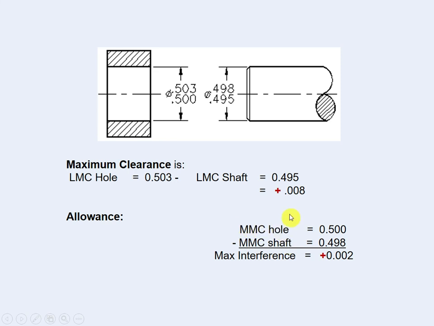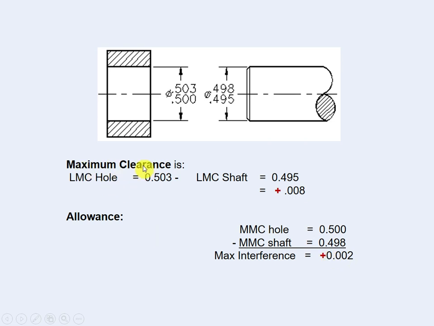The maximum material condition for the hole is the smallest hole, which is 0.5. The maximum material condition for the shaft is the largest shaft, which is 0.498. Sorry, this is the shaft. So it is 0.5 minus 0.498, 0.002 positive.